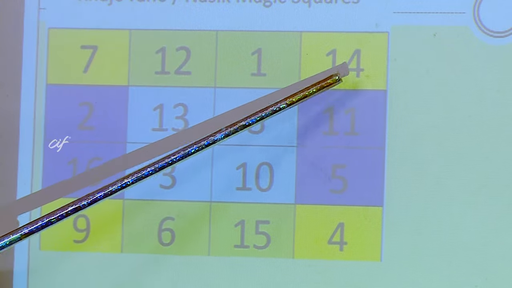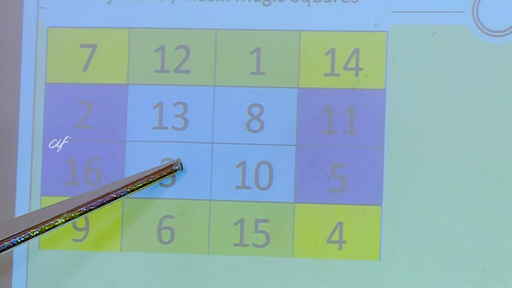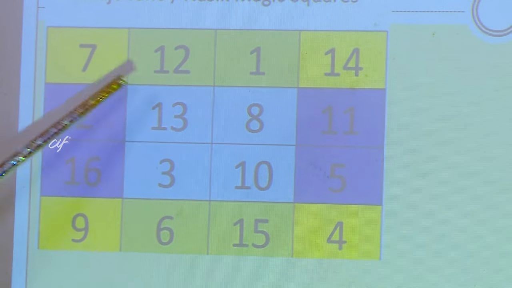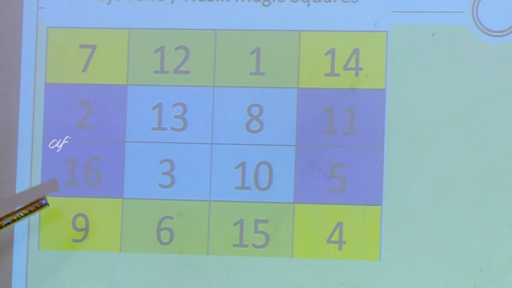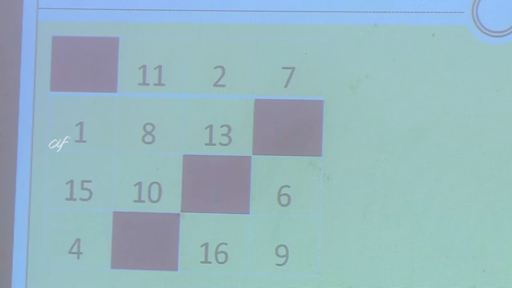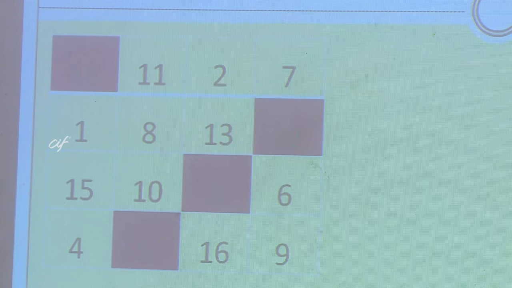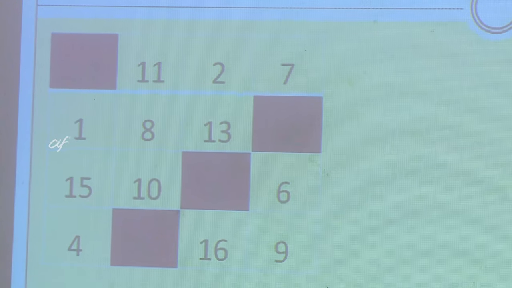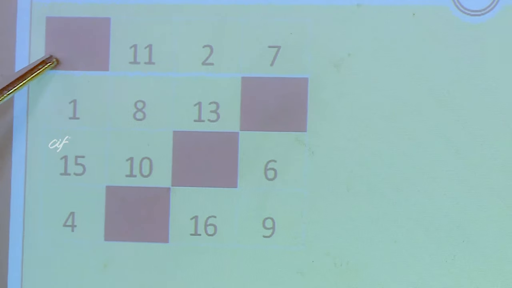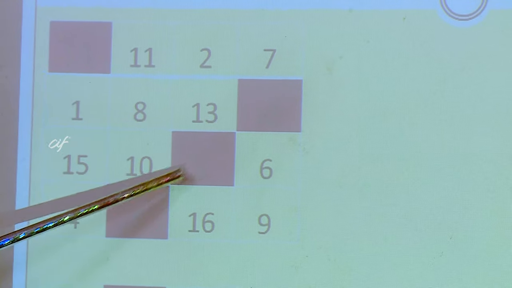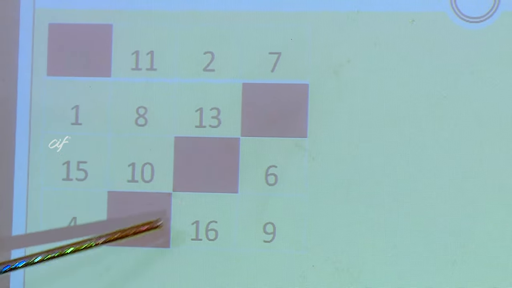9, 13, 8, 4. 14, 13, 3, 4, 7, 8, 10, 9. Again, there are more. Yes, sir, yes, I am coming to that. So here if you take this also, 14 plus 12 plus 3 plus 5. This is the earlier one only.